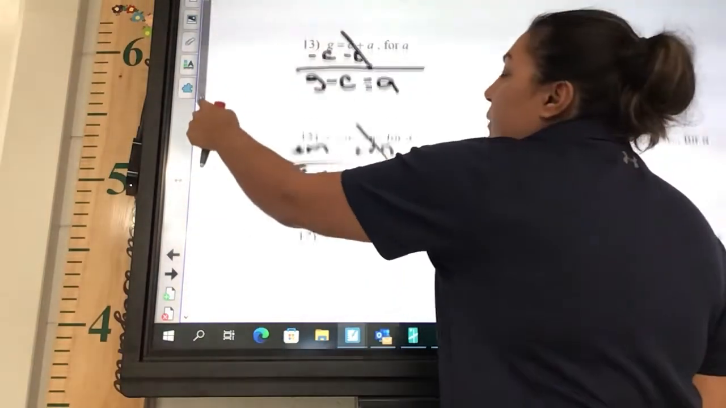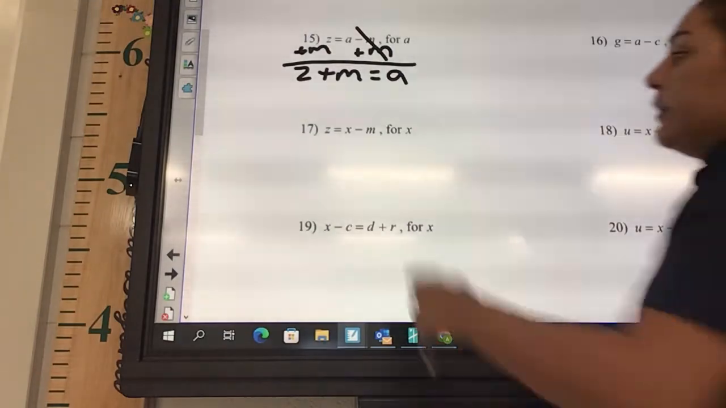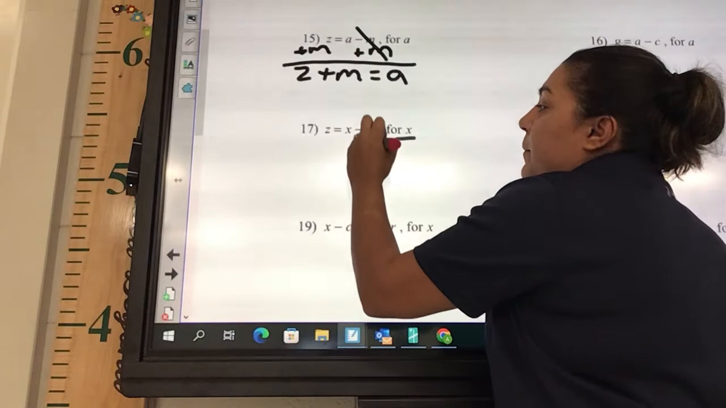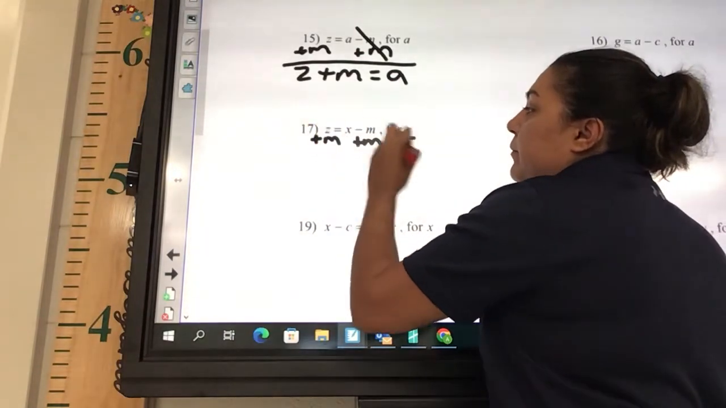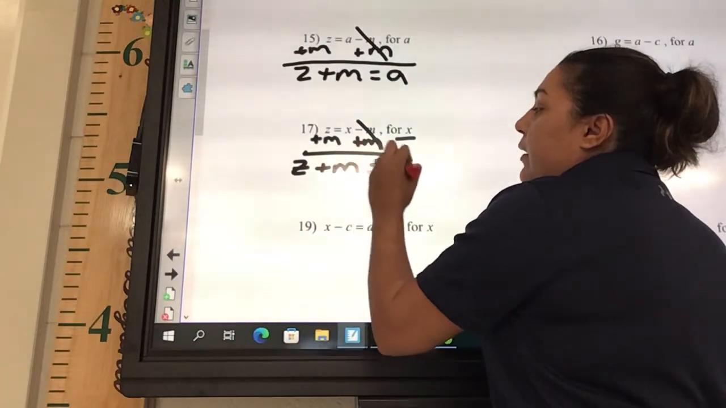Okay, 17, I'm solving for what? Okay, and it tells you, solve for x. Okay, so I'm going to say plus m, plus m. So I got z plus m equals x.